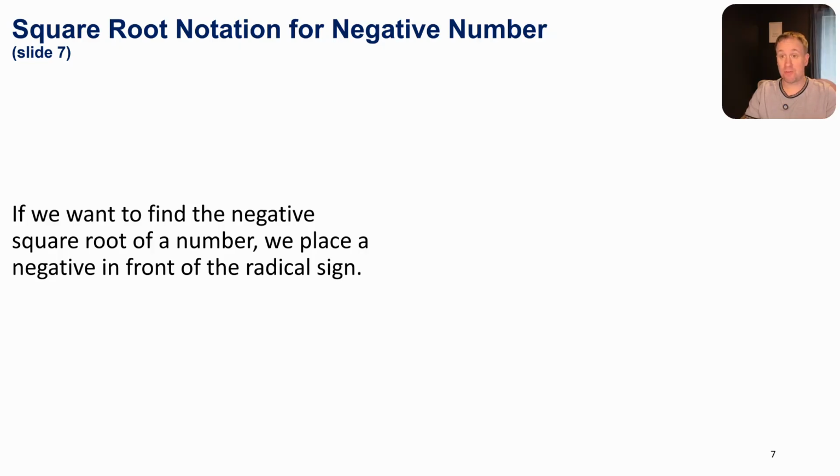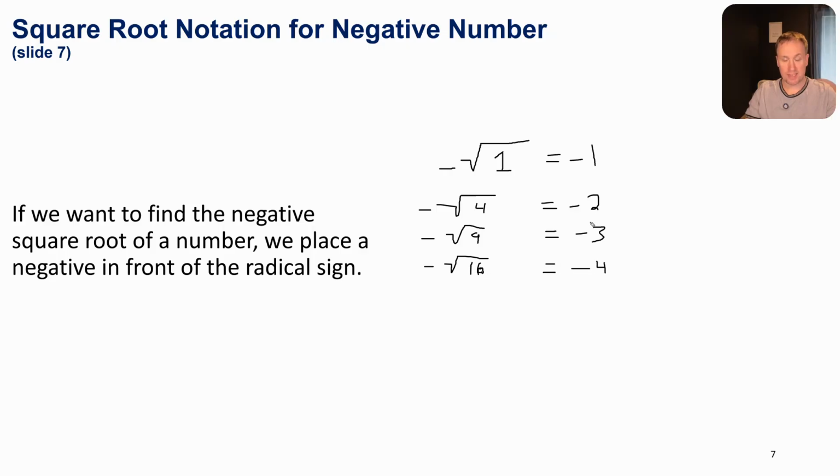Now, if we want to find the negative square root of a number, we need to place a negative then in front of the radical sign. That's important. So I could write the square root of 1 with a negative in front, and I would get negative 1. If I wrote the negative square root of 4, I'd get negative 2. If I wrote the negative square root of 9, we get negative 3. If I wrote the negative square root of 16, we'd get negative 4 here. Okay, so if I want to have a negative answer, we need to put the negative in front of the radical symbol.